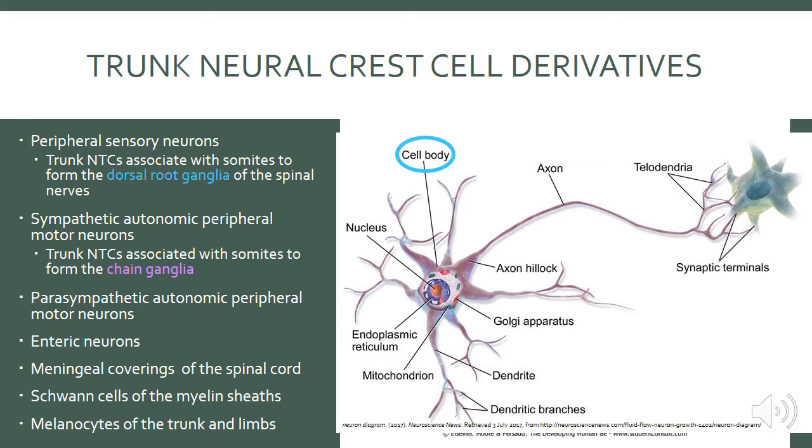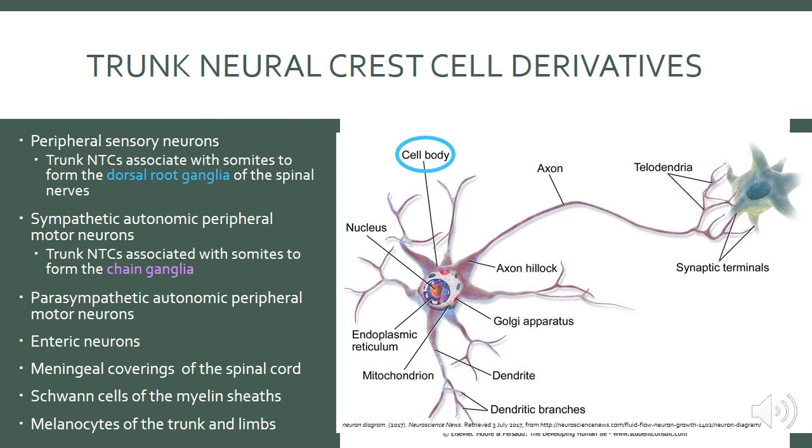So some of them will go on to contribute to peripheral sensory neurons. And in particular, they associate with somites to form these dorsal root ganglia. The dorsal root ganglia are clusters of nerve cell bodies within the spinal cord, the axons then extending to other portions of the body. And so that's these here. We also see trunk neural crest migrating to the sympathetic autonomic peripheral motor neurons, again associating with somites to form chain ganglia. The chain ganglia are also clusters of nerve cell bodies, but they run the length of the spinal cord, and you actually see other chain ganglia next to other major arteries in the body.